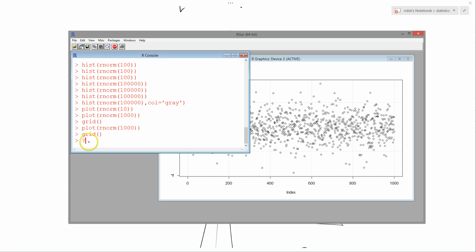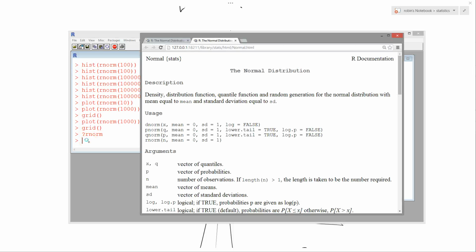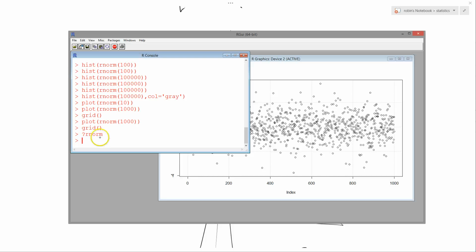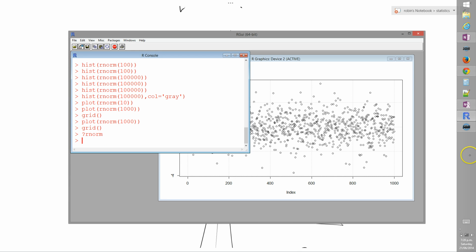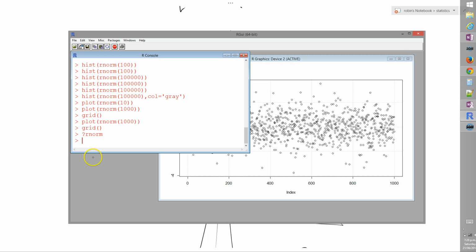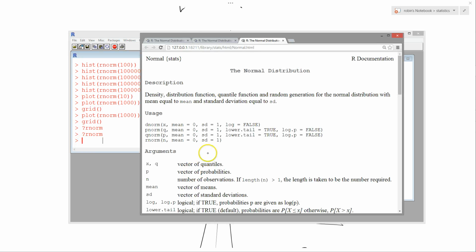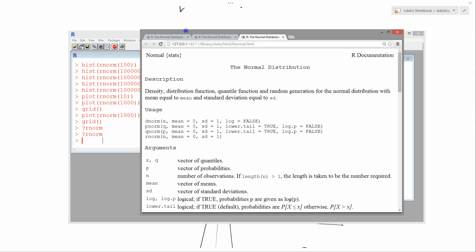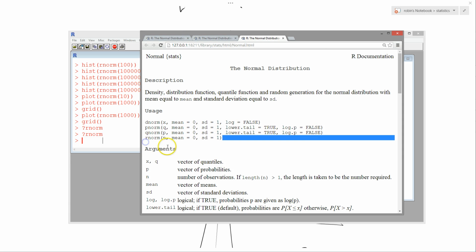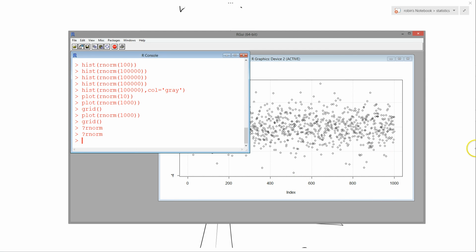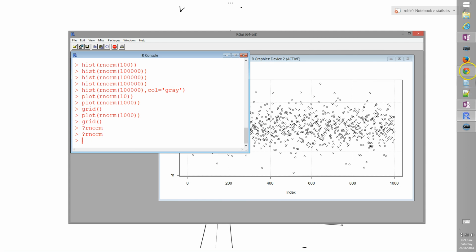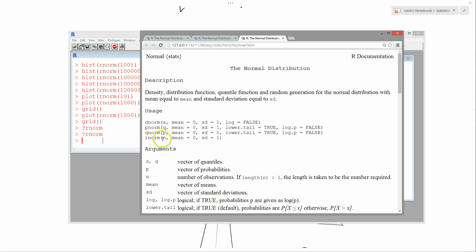If we go back to the help page, question mark rnorm there. So you put the question mark and then norm. Not sure where that went. Let's have another try. Here we go. We're looking at this. We can change the mean and the standard deviation. So let's just try that. I'll just show you that again. Yeah, there it is.